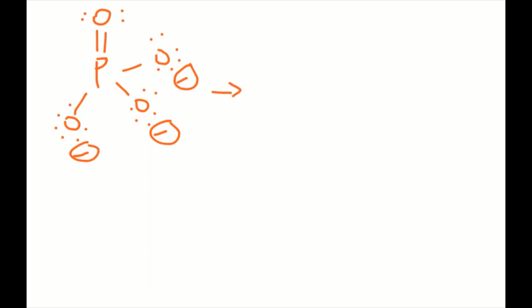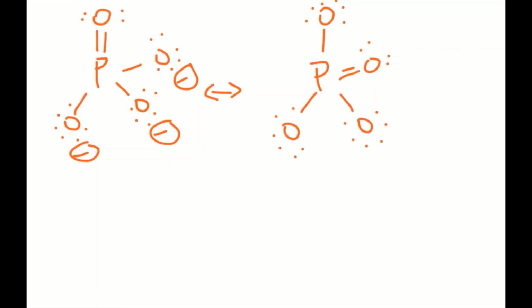And let me draw the resonance structure. So you're going to draw a double arrow, and let's move this double bond to here. So let's do that. So this would be like this, and this would be a double bond, and then this would be a single bond, and this would be a single bond. So I'm going to draw all 4 now.